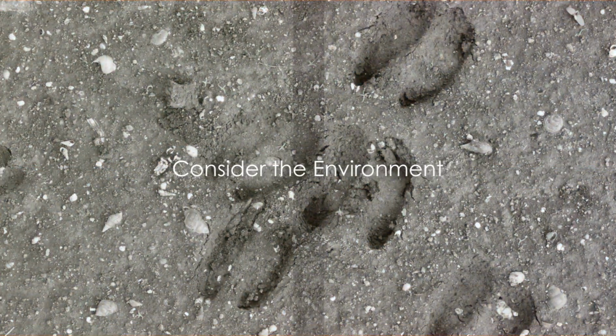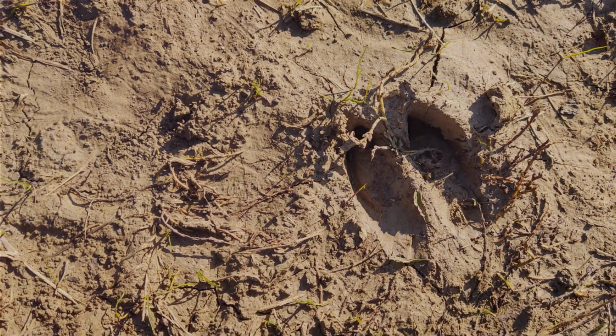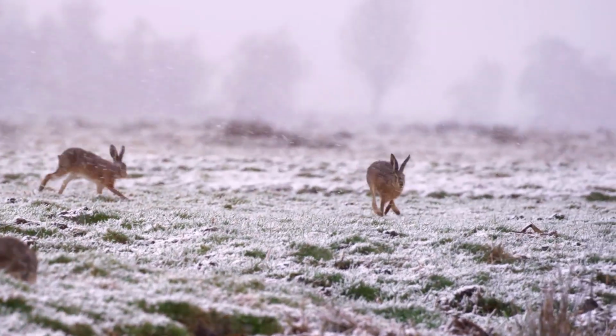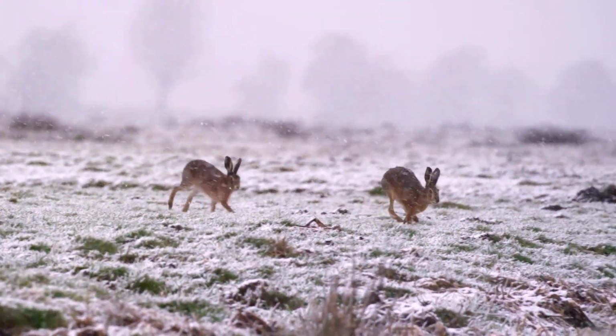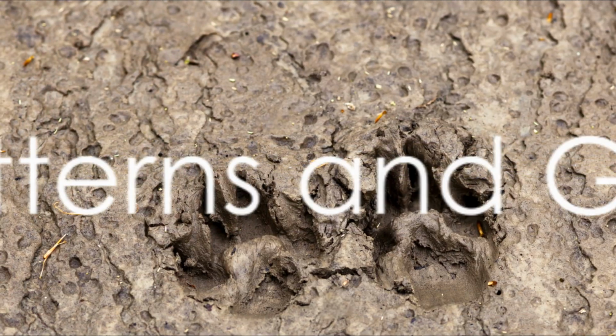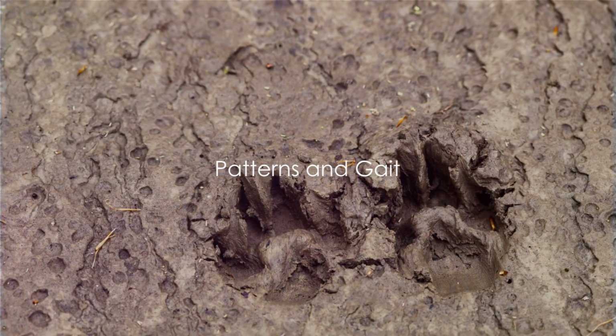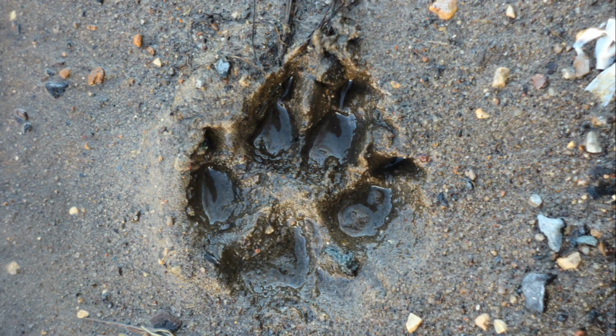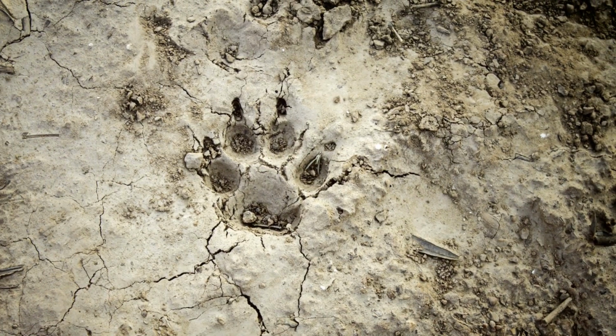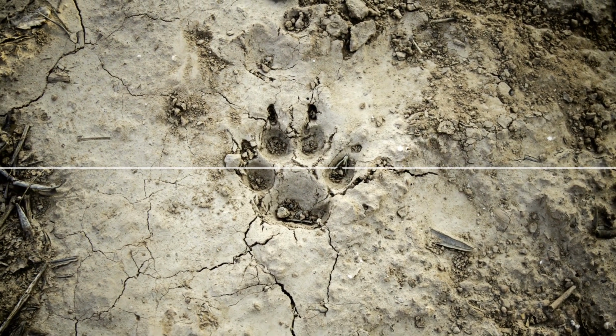But don't stop at just observing the prints. Look around. What kind of environment are you in? A rabbit is more likely to be found in a grassy field, while a bear might leave its mark near a forest or stream. And what about the pattern of the tracks? Animals move in different ways. Some hop, some waddle, some run. The distance and arrangement of the prints can give you a clue about the animal's gait and therefore its identity.